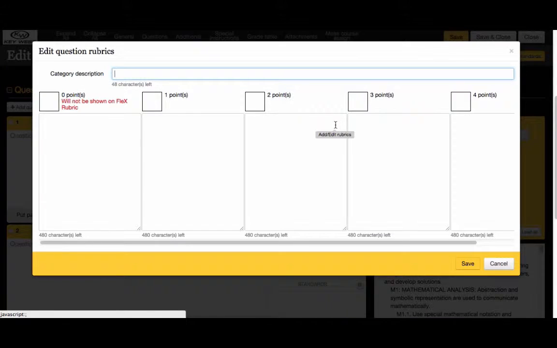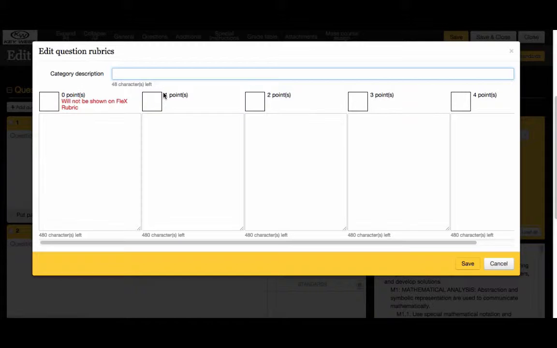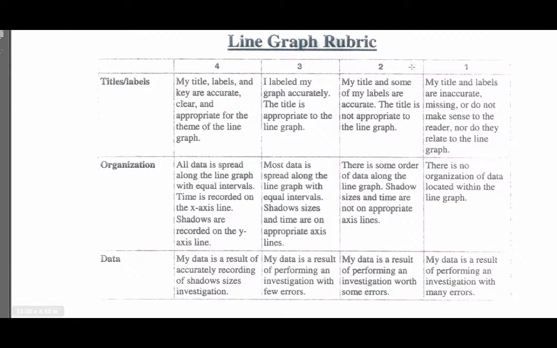Once I click on this RB button, my rubric window will open and I'll begin typing in my category description. The category description for my first category, if I take a look back at my rubric, is going to be titles and labels. Once I've plugged in my category, my next step would be to plug in my levels. For 1 point, I'll refer back to my rubric.